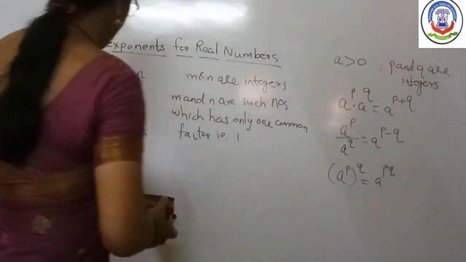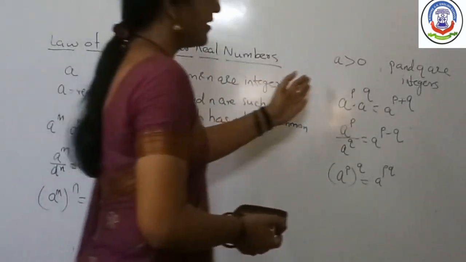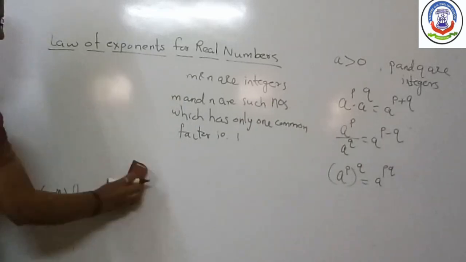Now what is the difference between these and the previous ones? Here we are considering these as integers. Now we will discuss some sums related to this.